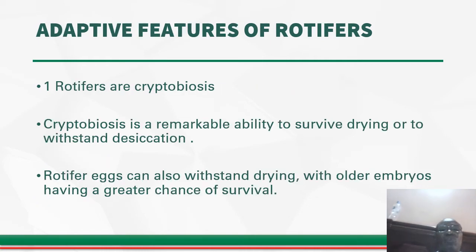Then how do they cope in their habitat or in the environment where they find themselves? The adaptive features of rotifers include the following. They exhibit cryptobiosis, which is a remarkable ability to survive or withstand desiccation during dry weather or when the environment is not conducive for them. The rotifer's egg can also withstand drying, with older embryos having a greater chance of survival during unfavorable conditions.